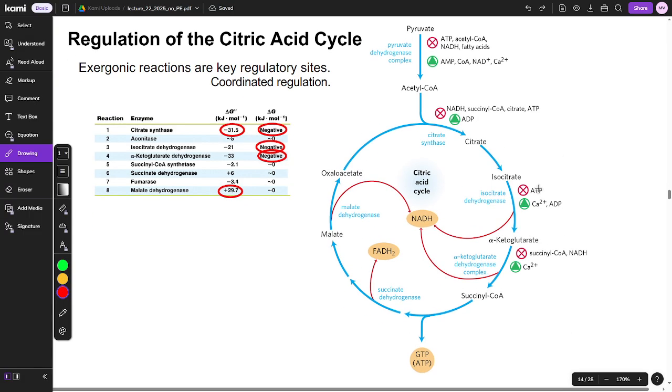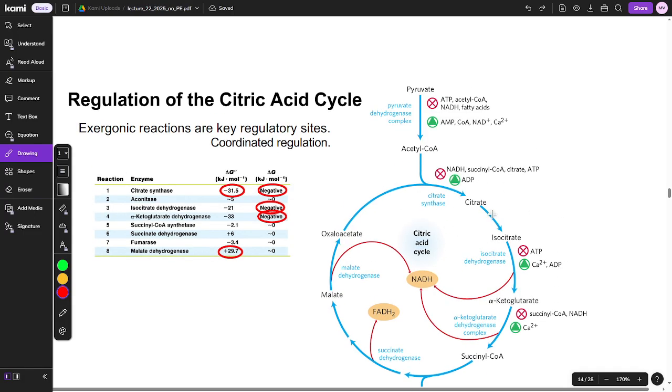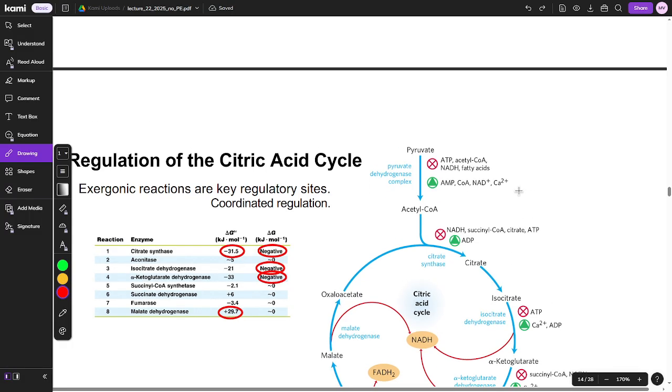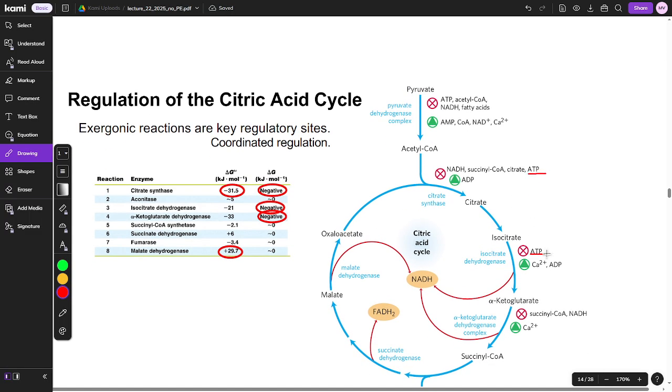ADP here for isocitrate dehydrogenase. Calcium signifies muscle contraction, right? So calcium would also be an example of something that would cause activation. Things that would inactivate these enzymes are things that suggest high levels of energy, right? High ATP levels. So ATP inhibits it, right?